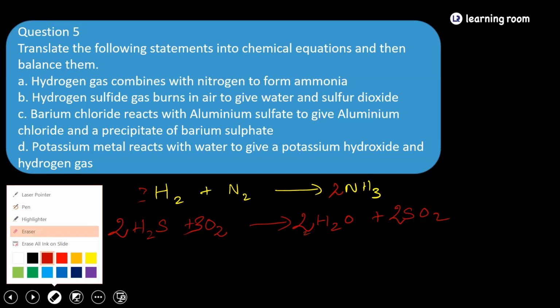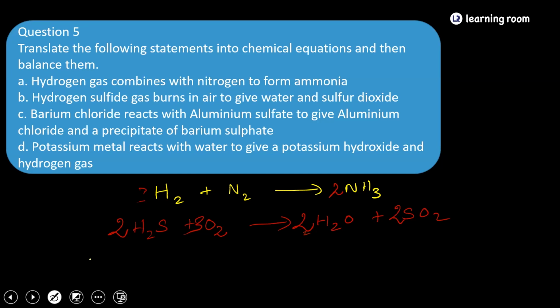Next reaction. Barium chloride reacts with aluminum sulfate. What is the formula for barium chloride?